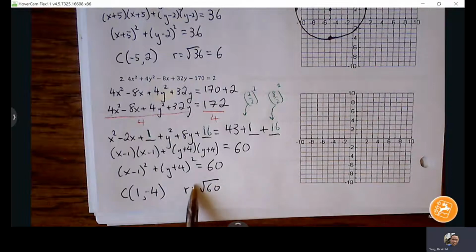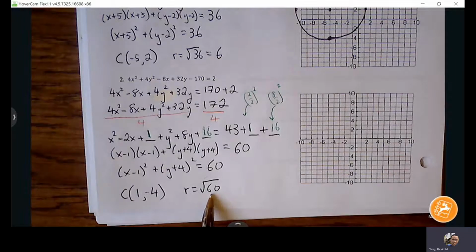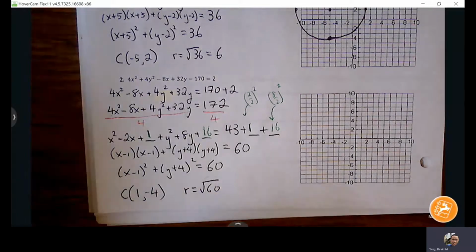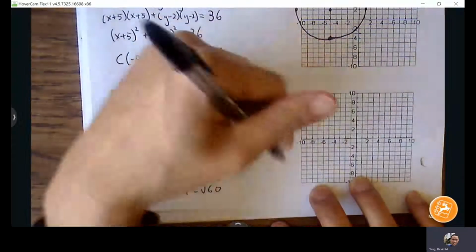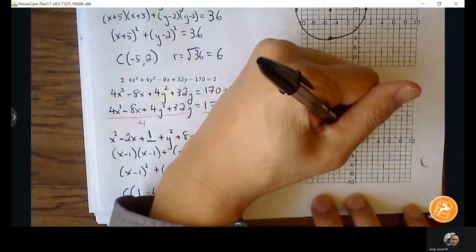So the square root of 60 is not a perfect square, but you know that 8 squared is 64, so it's a little bit less than 8, so 7 point something. You know 7 squared is 49, so it's somewhere between 7 and 8. So let's just do 7.5. It doesn't have to be accurate as long as you have some ballpark value here.